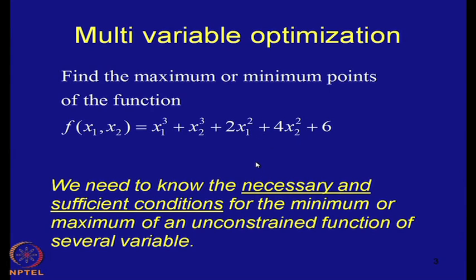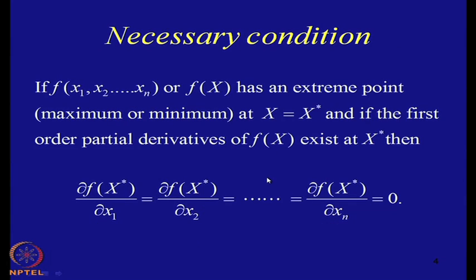Now, we want to find the necessary and sufficient condition for getting the minimum or maximum of this unconstrained function of several variables. We will just consider a general optimization problem, where the problem involves n number of decision variables. The necessary condition tells us that if f of x has an extreme point at the point x equal to x star, and the first order partial derivatives exist for f, then the first order partial derivatives of f with respect to the n decision variables will be 0 at the extreme point. This is the necessary condition for us.